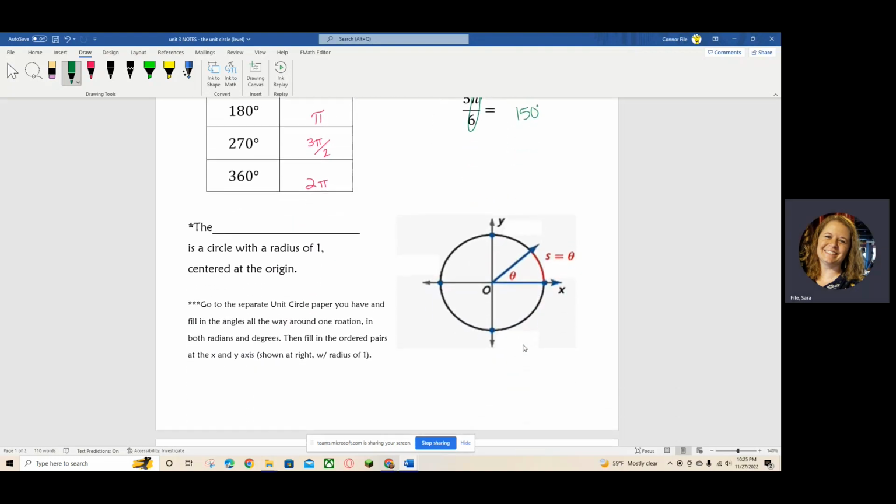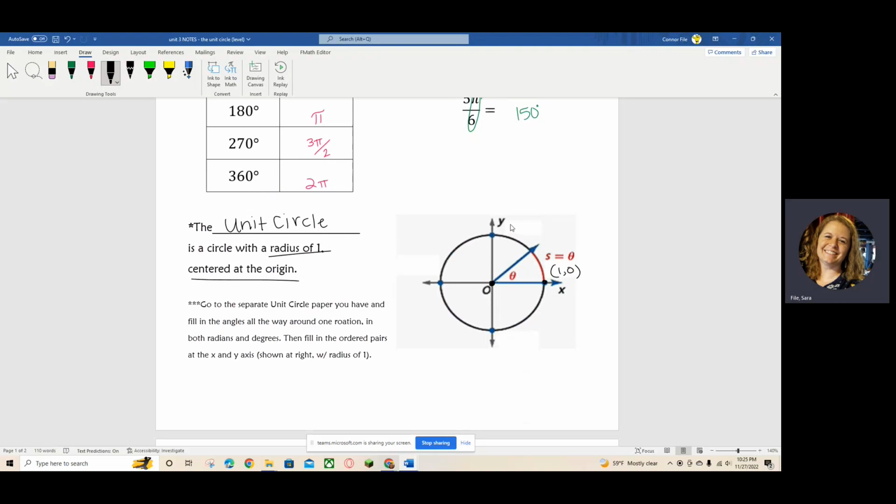All right, now this picture is actually from the last set of notes we took. I'm just repeating it since it's been a little while, but this is the unit circle. The unit circle is just a circle that has a radius of 1 and it's centered at the origin. So this center is at 0, 0, and this distance from the center to the edge of the circle is 1 unit. So that means that this point would be at 1, 0.